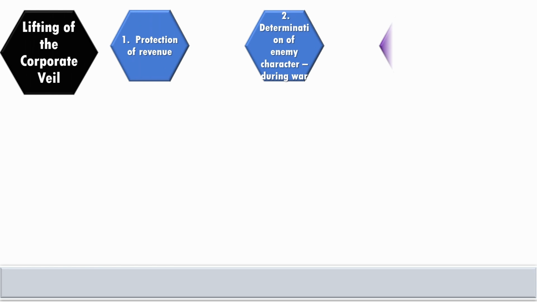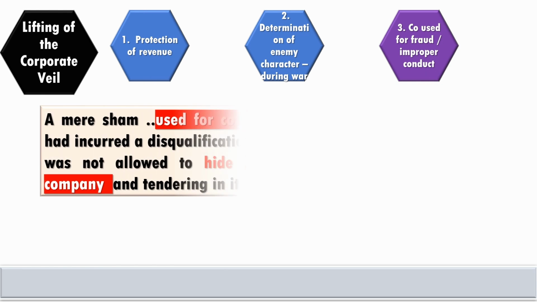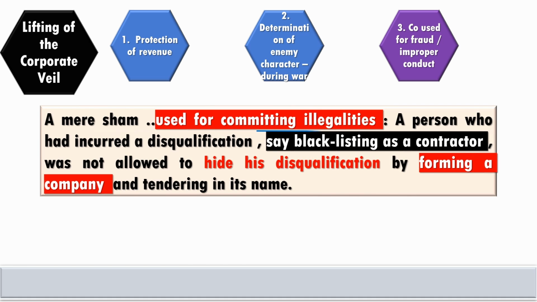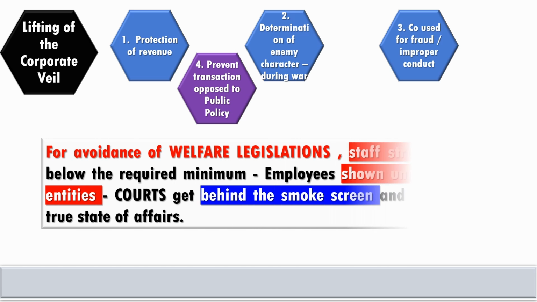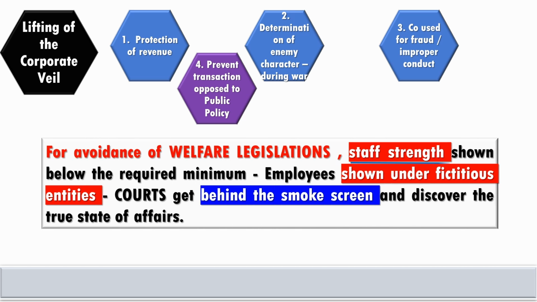Where there are apparent acts of fraud or improper conduct, courts always lift the corporate wheel to find out the personality behind the company. Just like in an instance of blacklisting a contractor who submits his bid in the name of a newly formed company, courts will see who is behind the company so that acts of fraud or improper conduct go punished. Where there are acts opposed to public policy, courts prefer to lift the corporate wheel to find out the personalities behind the cloak.